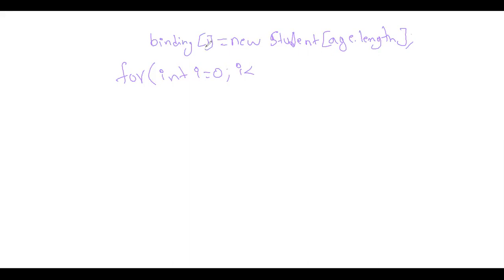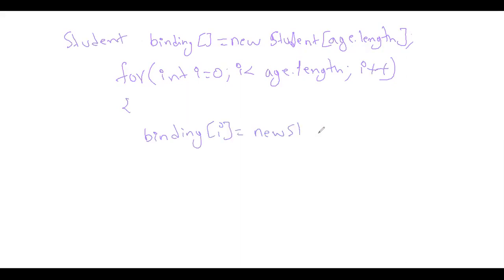So I have to erase here. This binding is of what type? It's of student type, so I have to create it like this. Then i is less than age dot length, because all three have the same length. Then i plus plus. Now what I have to tell is, in binding of i, you have to store new student of str of i, comma, age of i.